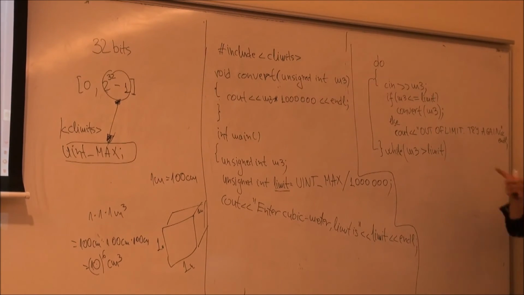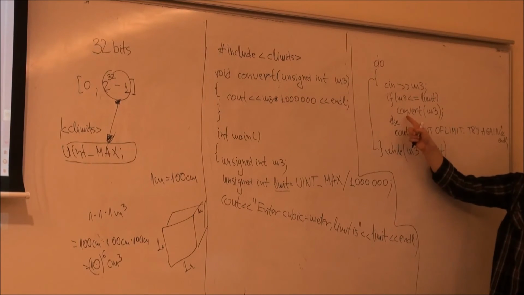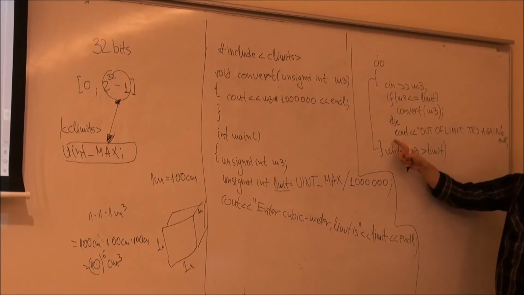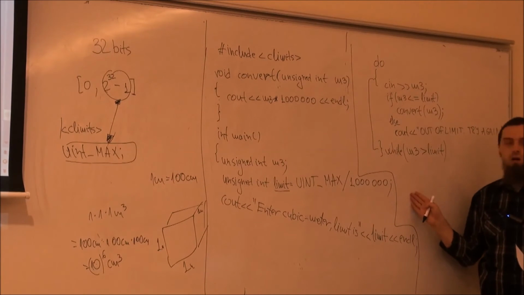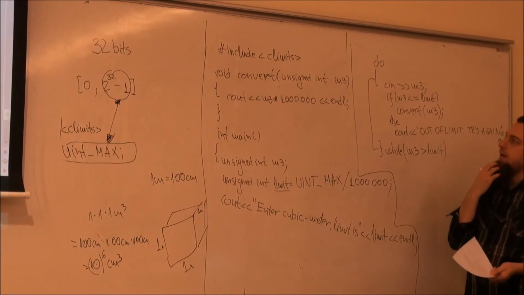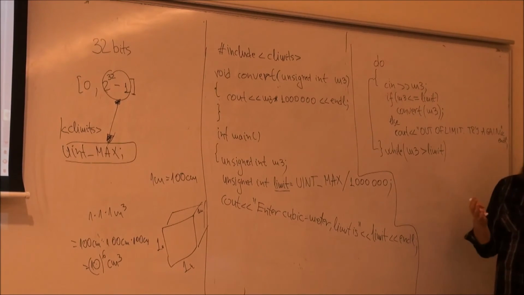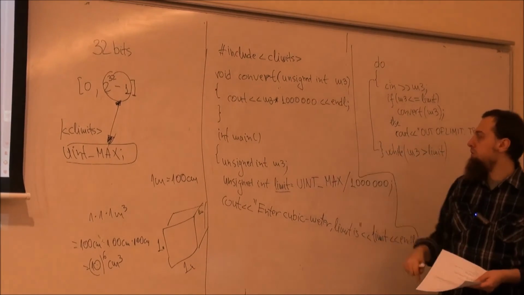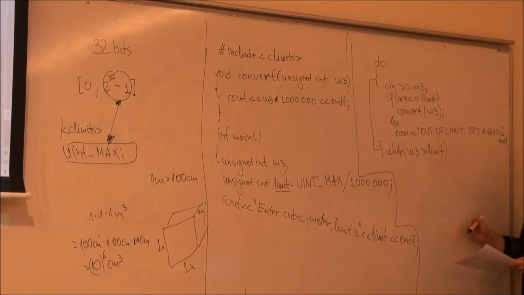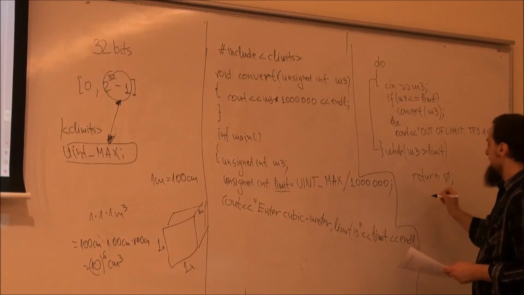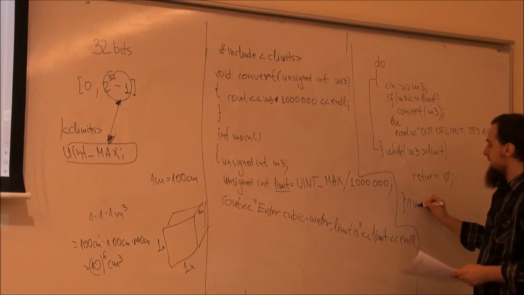Because if I give something greater than the limit, this if-else clause will prevent me from calling the convert function, since I don't want to have an overflow. But if I give something that is smaller or equal to the limit, this while condition is going to be false, so I'll go outside. So at least I should give one correct input. By correct input, I mean something that is not going to make an overflow in the convert function. And this is it. I return 0. And this is for main.